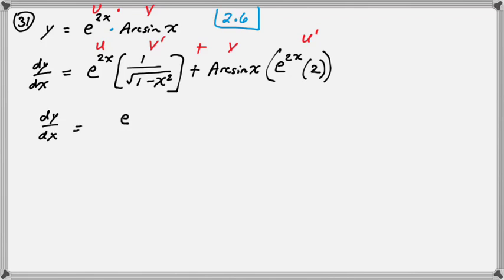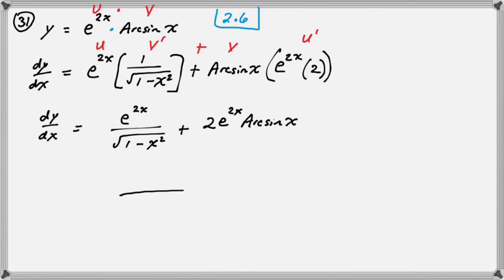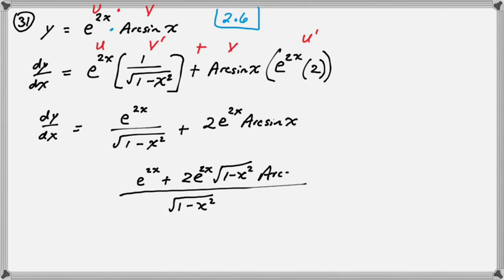So this becomes e to the 2x over the square root of 1 minus x squared. This would be 2e to the 2x arc sine of x. Now, if we wanted a common denominator, we could write it with a common denominator. E to the 2x is already over this. This would need that 2x and a radical, right? And times arc sine of x.